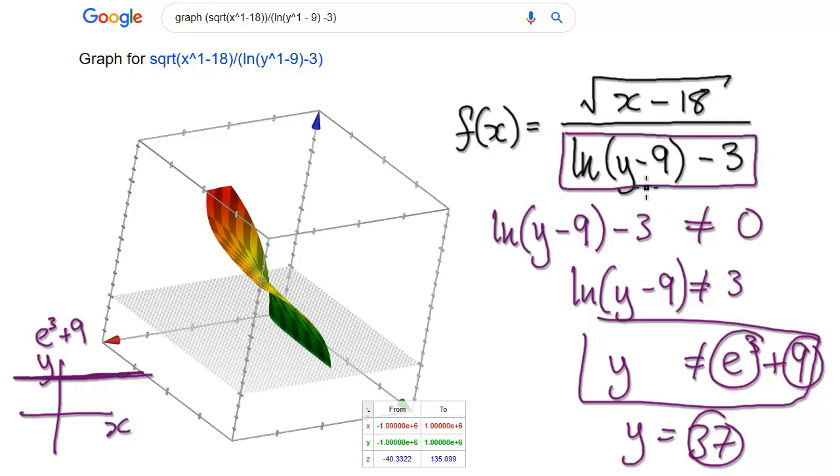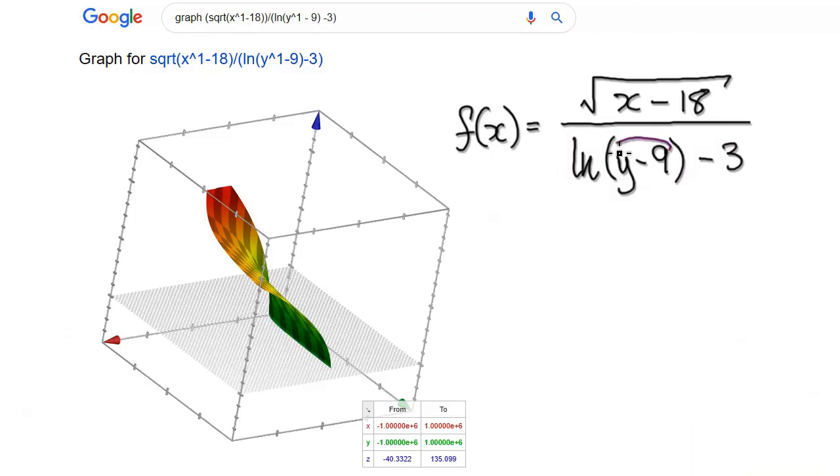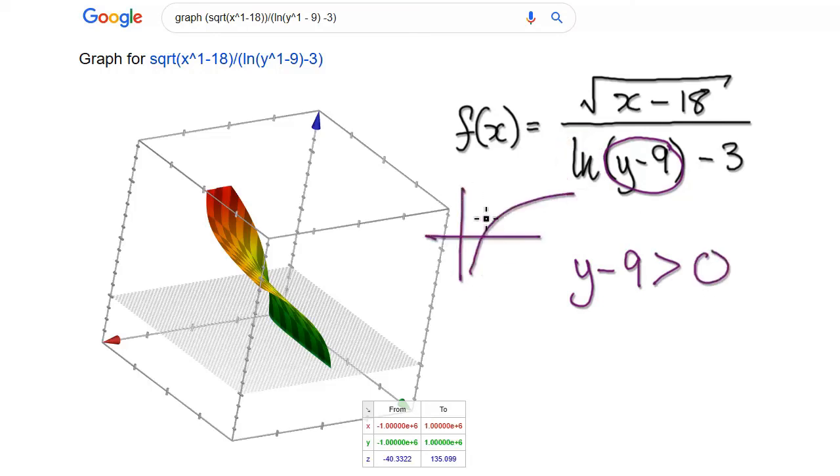If you look carefully, you need to make this demand as well, where this has to be strictly greater than 0. So our next demand is that this thing here has to be strictly greater than 0 because of the natural log. The domain for natural log is that it has to be strictly greater than 0. So what does this mean? Well, rearrange it to make y the subject. So y has to be bigger than 9.